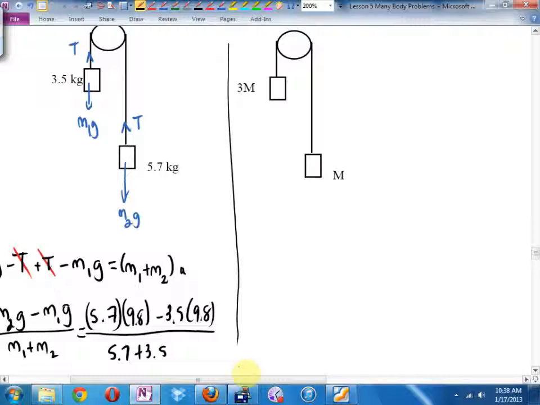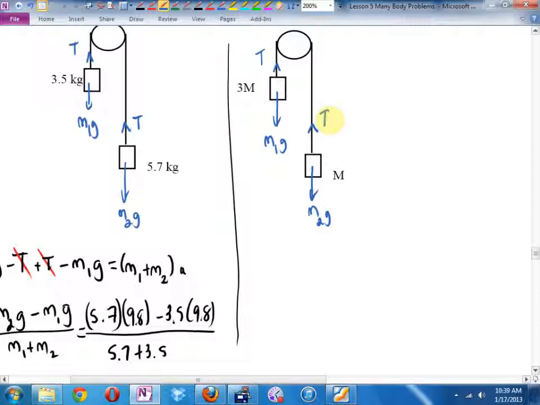Next one. Well, M1G, tension, M2G, tension. What do you think is going to fall fast? Or which do you think is going to fall? 3M or M? I think the 3M.